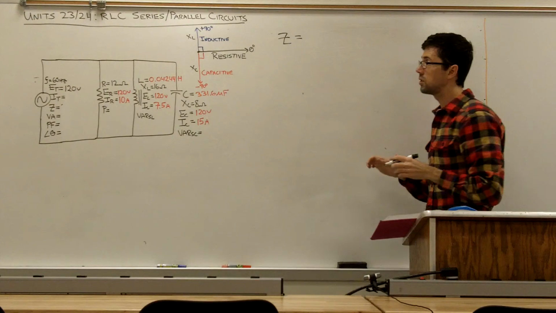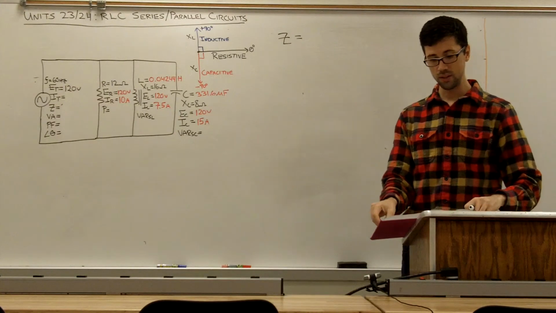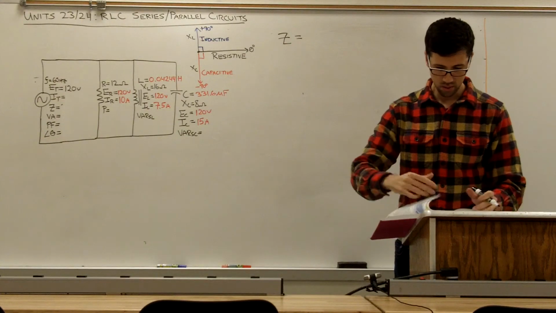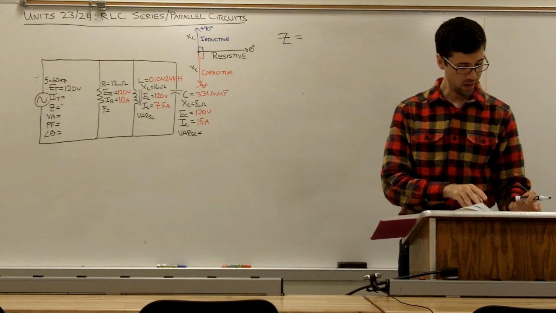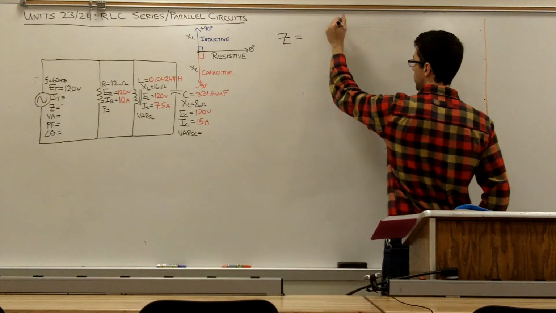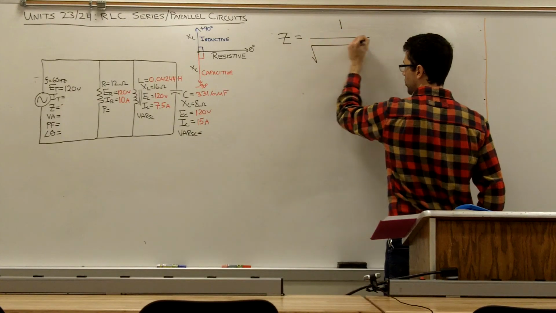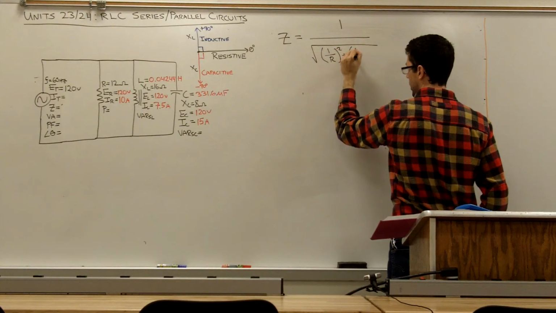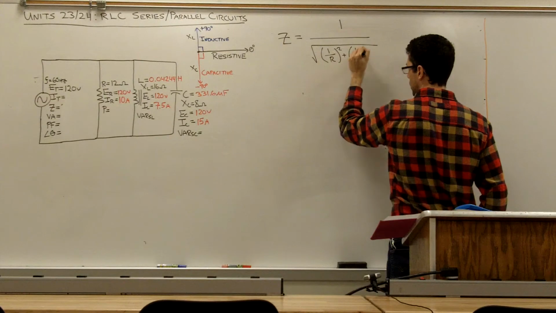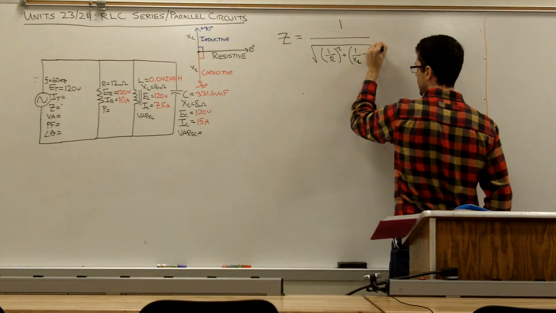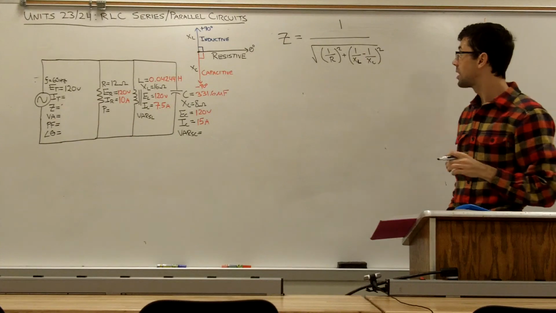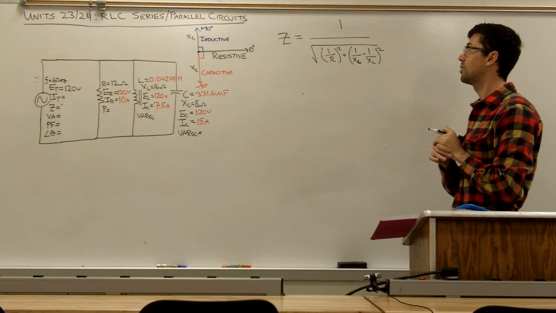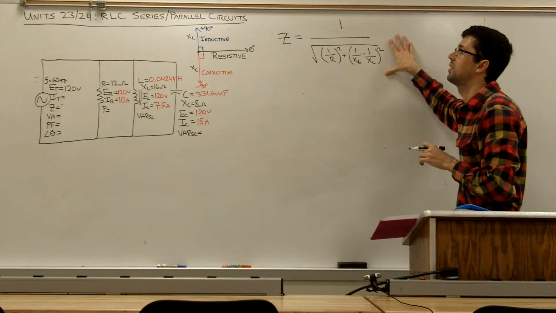I have to write this down because it is the most absolutely disgusting equation in the entire class. It is equal to 1 divided by the square root of (1 divided by R) squared plus (1 divided by X sub L minus 1 divided by X sub C) squared. That is absolutely terrible to put into a calculator. I will not expect you to do this at all. I would never use this.